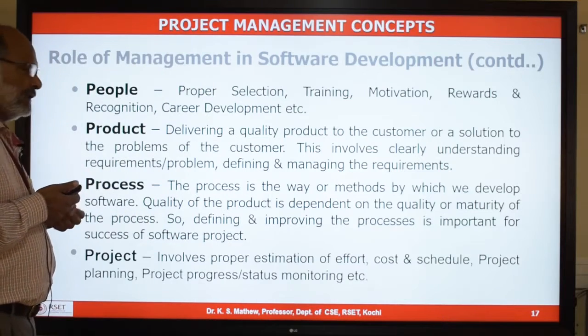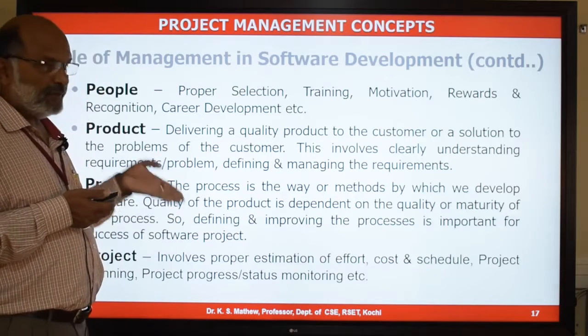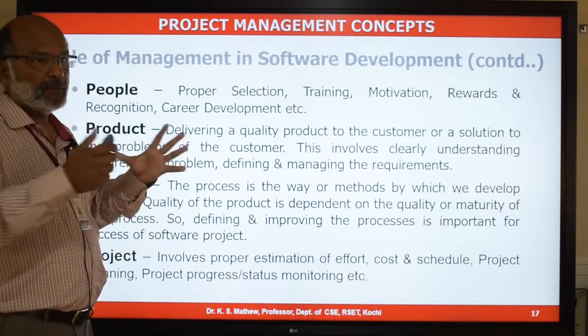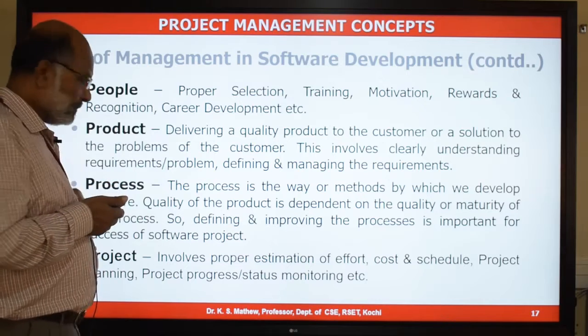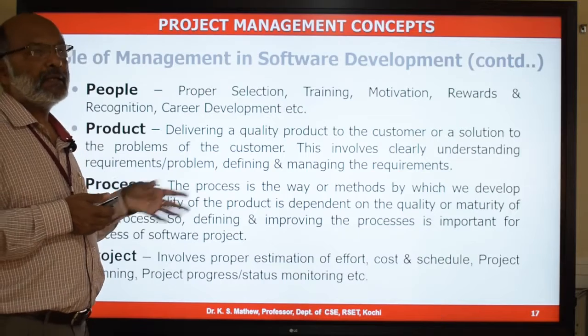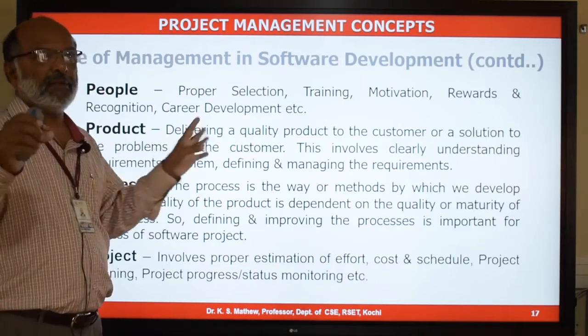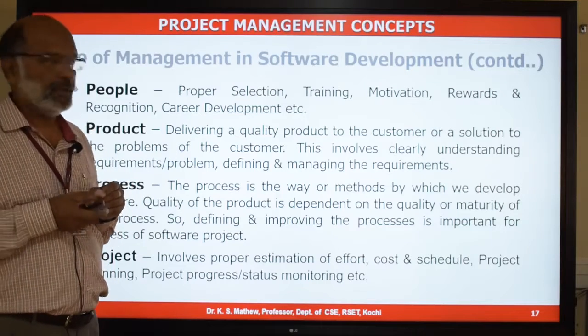And the fourth factor is project, which involves proper estimation of effort, cost and schedule, which have to be balanced with each other. Project planning is very, very important, as are project progress and status monitoring. All these are related to the project factor. So these are the 4 factors which are very important in software project management.